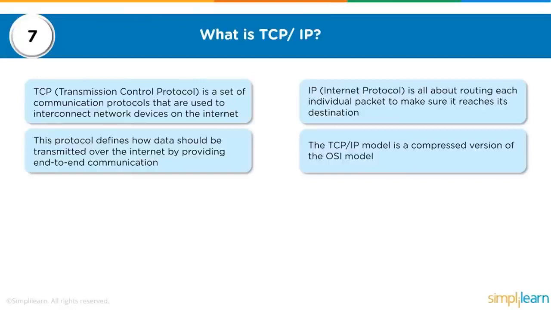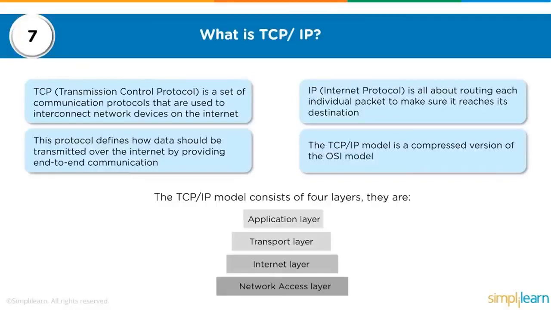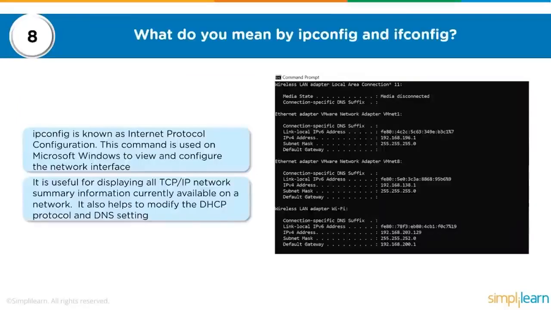So the TCP/IP model is the compressed version of the OSI model. The 7 layers will get converted into 4 layers: the network access layer, internet layer, transport layer, and application layer. Going on to question 8. What do you mean by ipconfig and ifconfig? Both of these are commands, the first one on a Windows machine, the second one on a Linux machine.